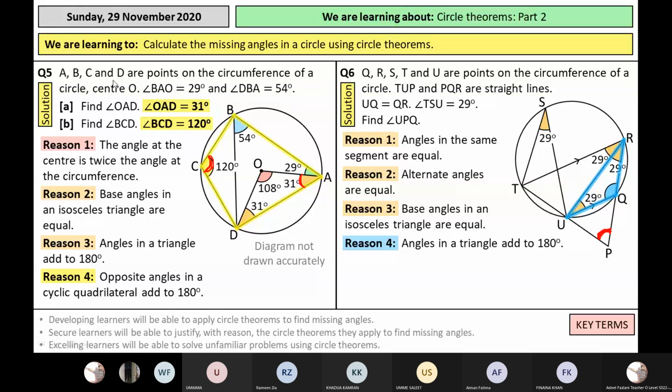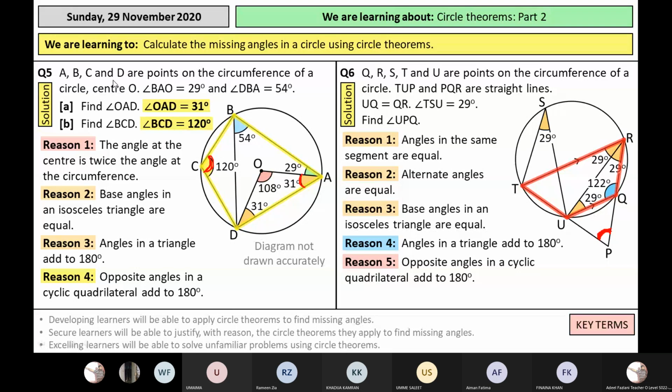So the required Q is what? It is 180 minus 29 and 29, that is 122. Once you have found 122, your next target is what? To find out the P. That's the opposite angles in a cyclic quadrilateral add up to 180 degrees. Yes. Now this is your target, to find out U, P, and Q.